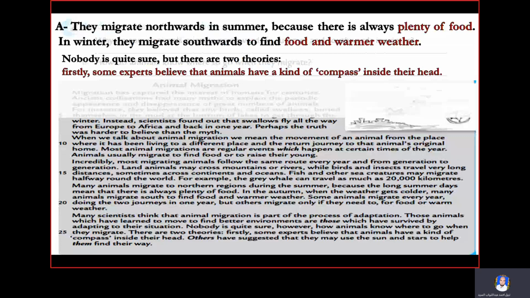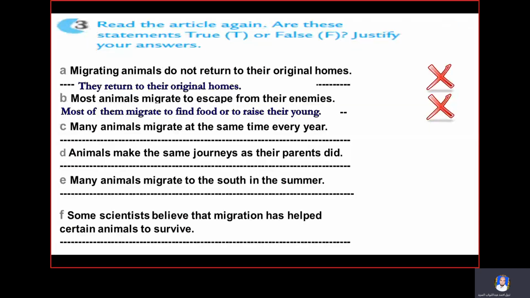B. Most animals migrate to escape from their enemies. False. Justify your answer. Most of them migrate to find food or to raise their young. C. Many animals migrate at the same time every year. Yes, that's true. Justify your answer. Animal migration is a regular event. It takes place every year at the same time.